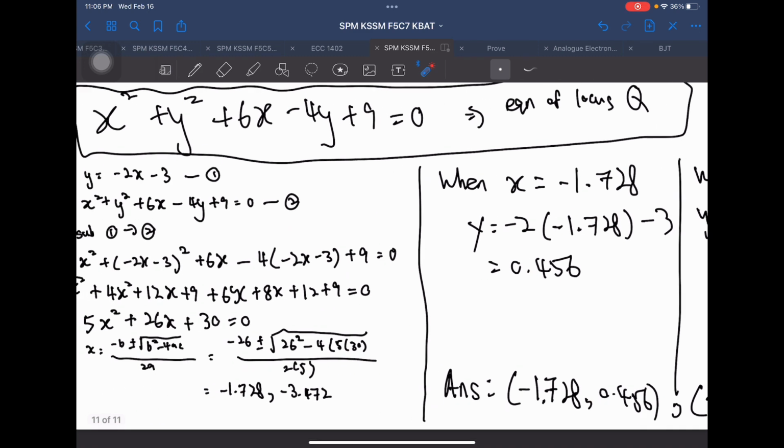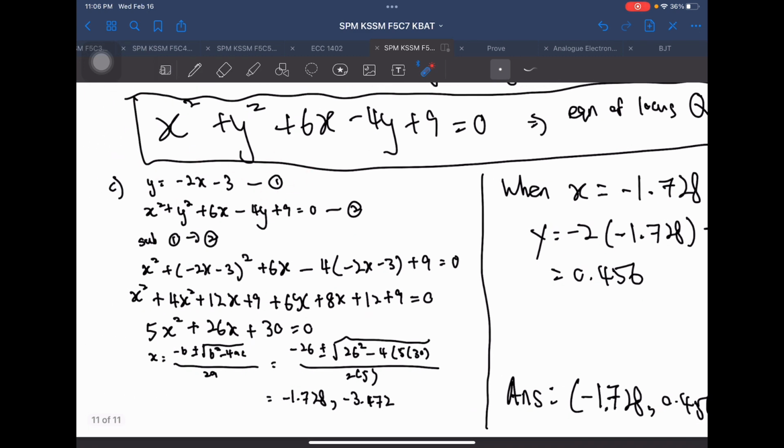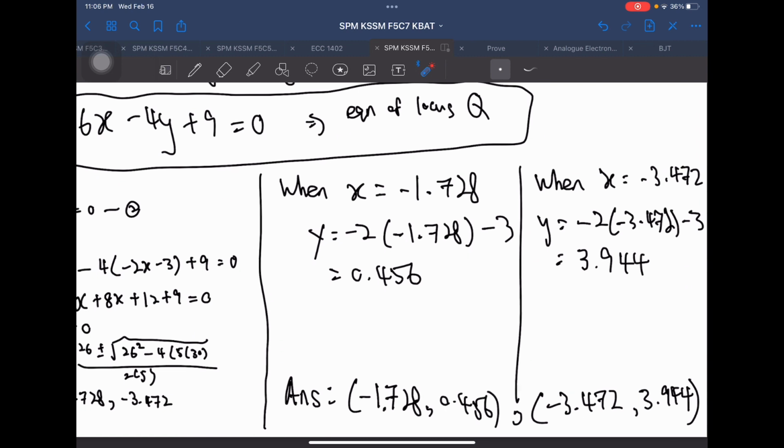So sub it into the first equation, you got y equals 0.456 when x equals negative 1.728, and when x equals negative 3.472, you got y equals 3.944. So there are two intersection points.